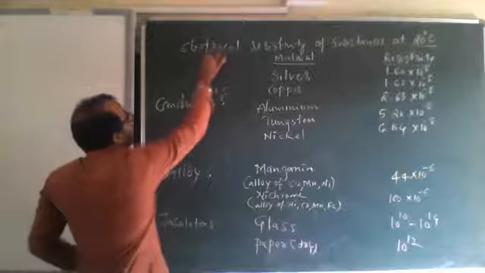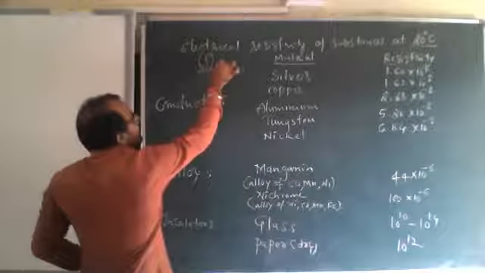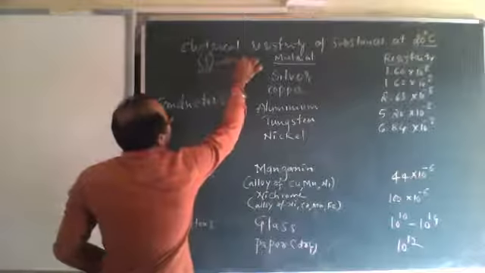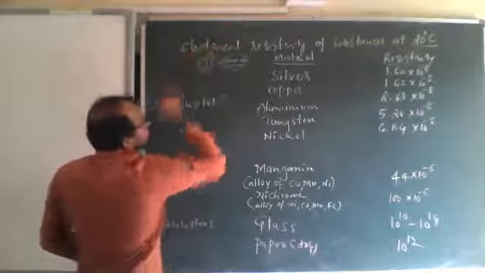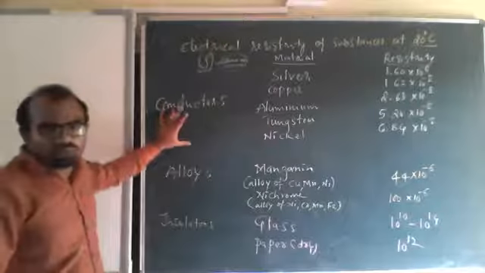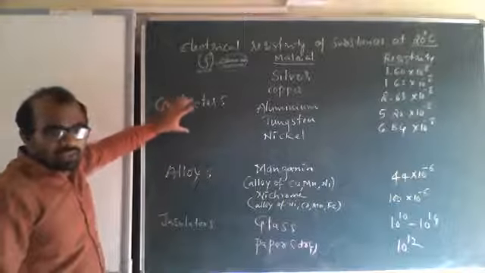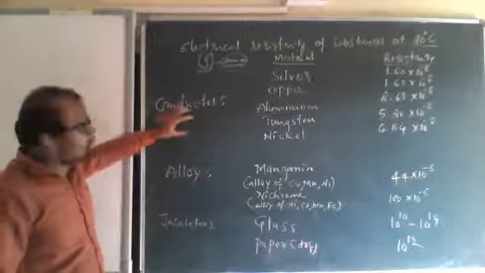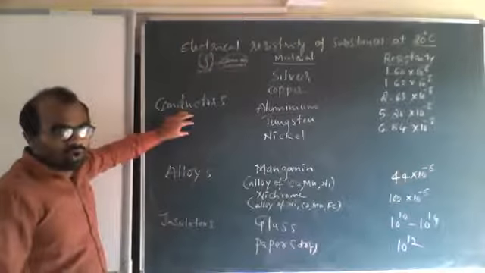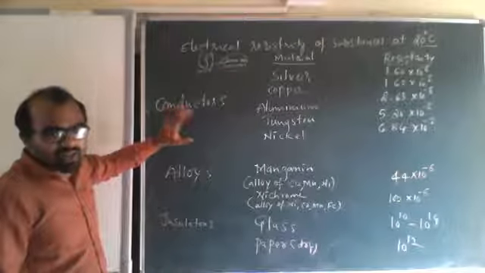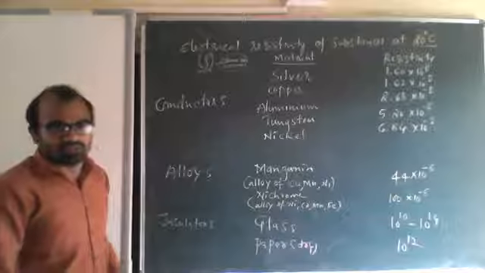This is represented by rho. The SI unit is ohm meter. You should remember all these things. See the conductors here. You have known conductors. Conductors are those which allow electricity to pass through them. The materials which allow electricity to pass through them are called conductors.